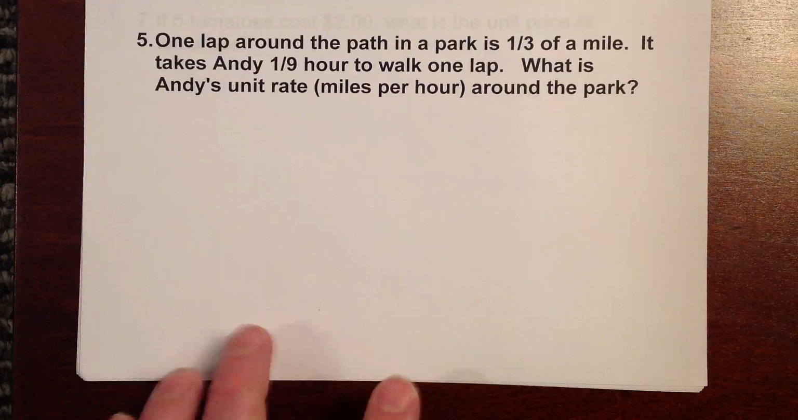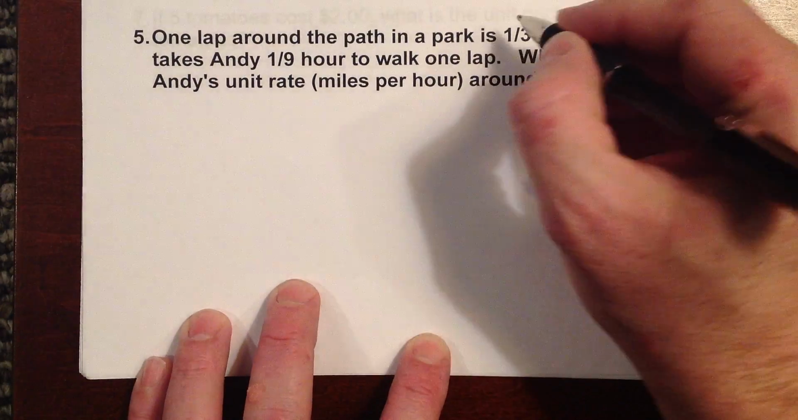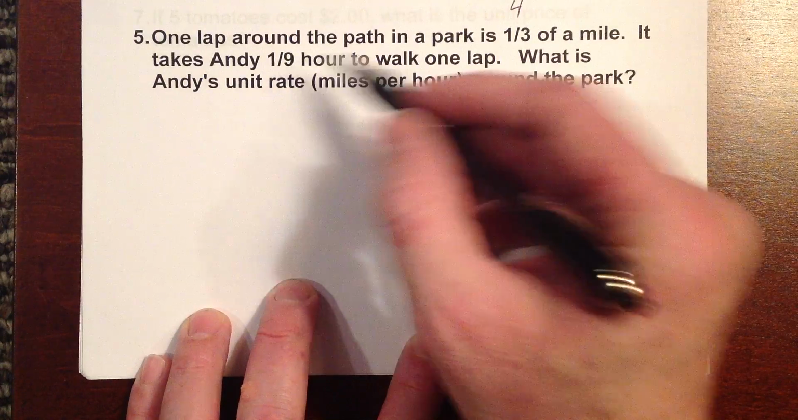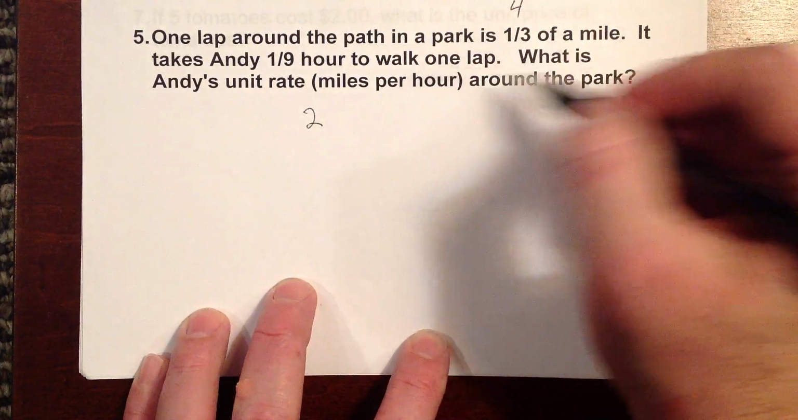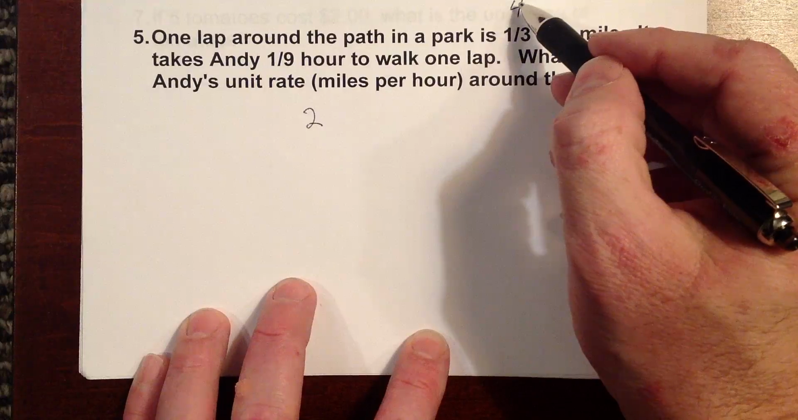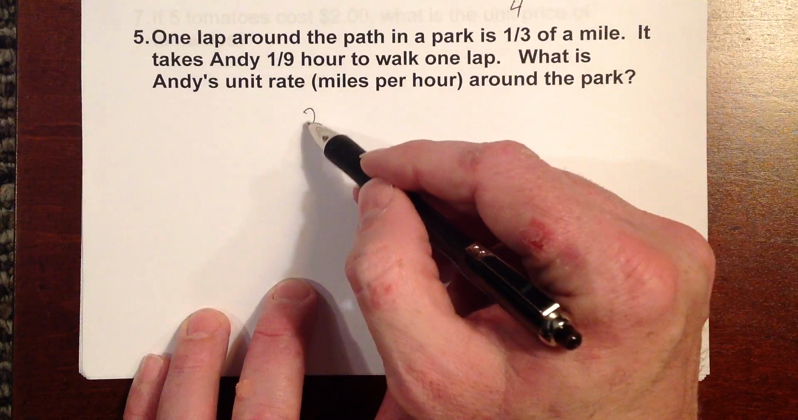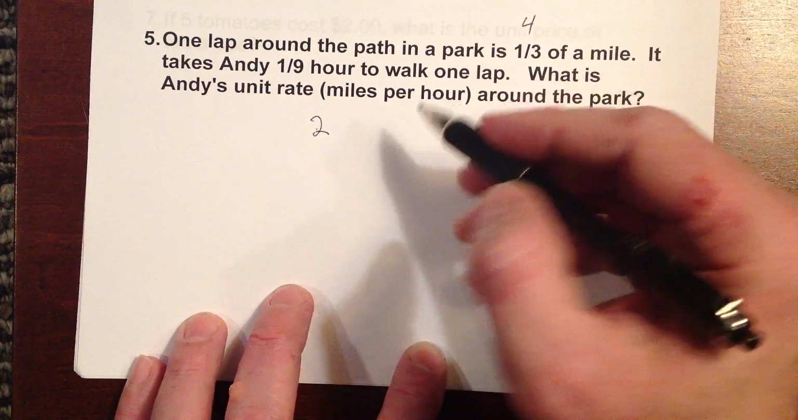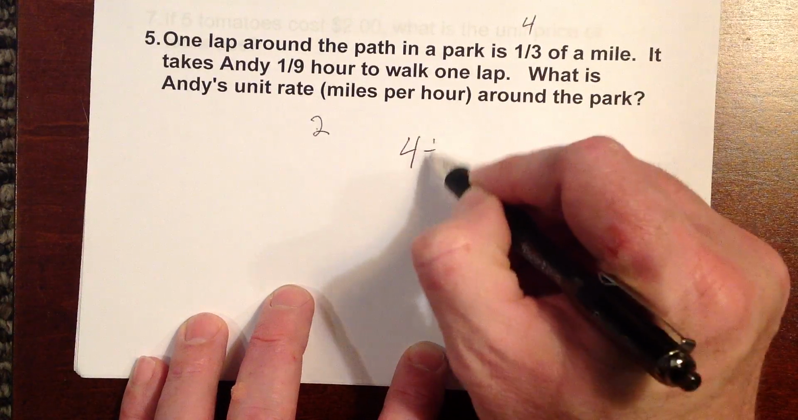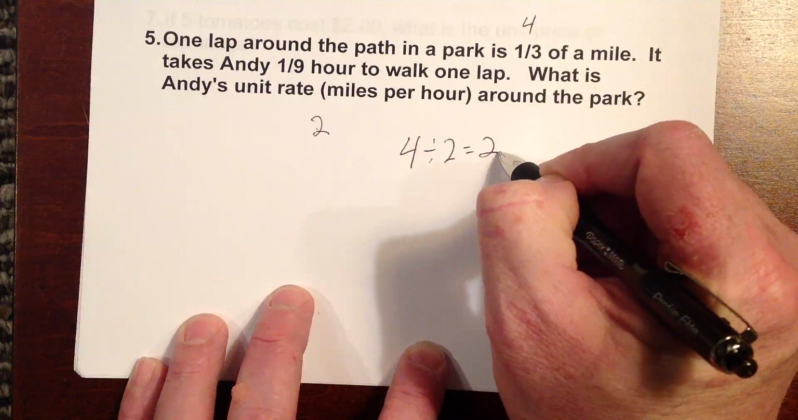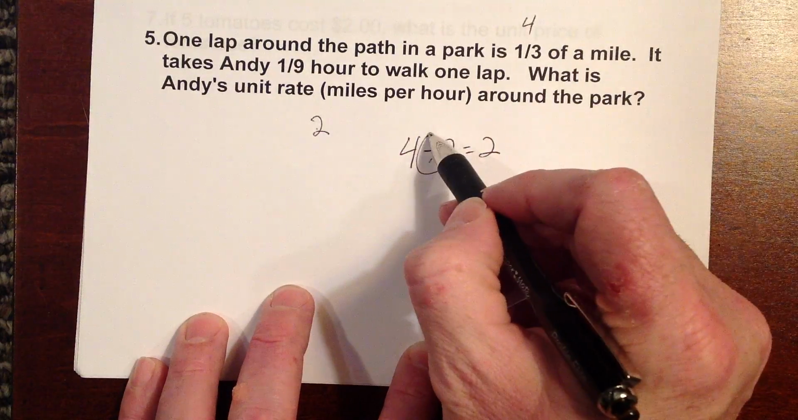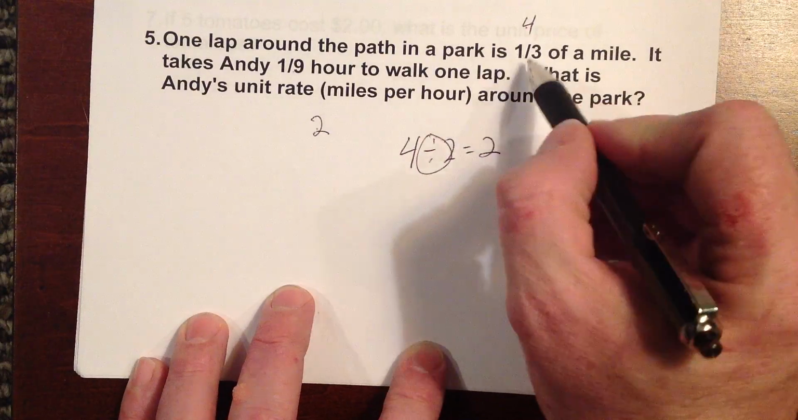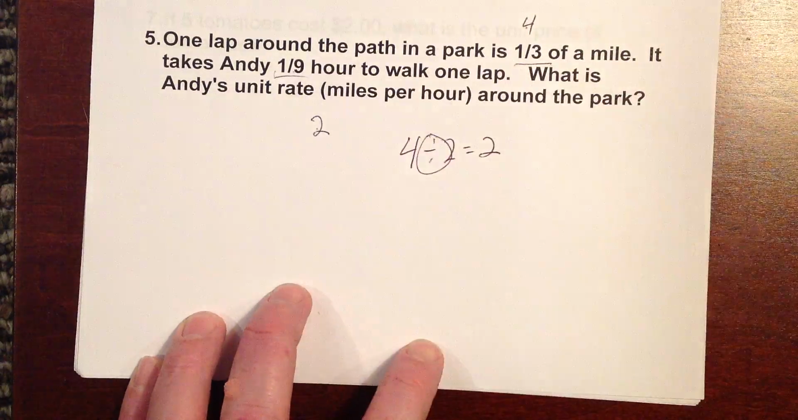So let's say 1 lap around the path was, I don't know, 4 miles, and it takes Andy 2 hours to walk 1 lap. So basically you're going 4 miles in 2 hours. How would you figure out your miles per hour there? You would simply say 4 divided by 2 equals 2. I divided this by this. We can apply that same logic here, even though it looks kind of weird.